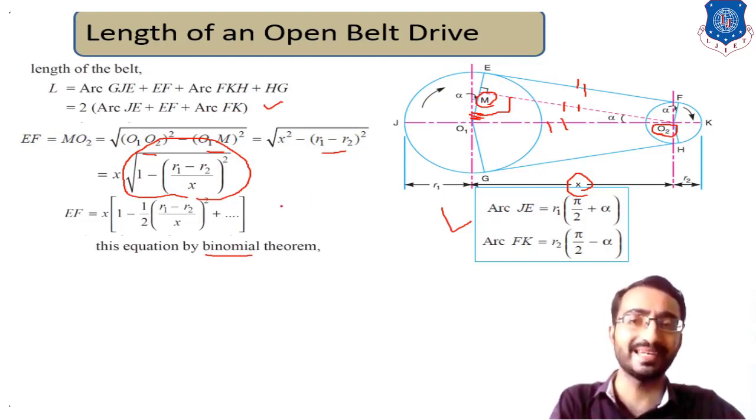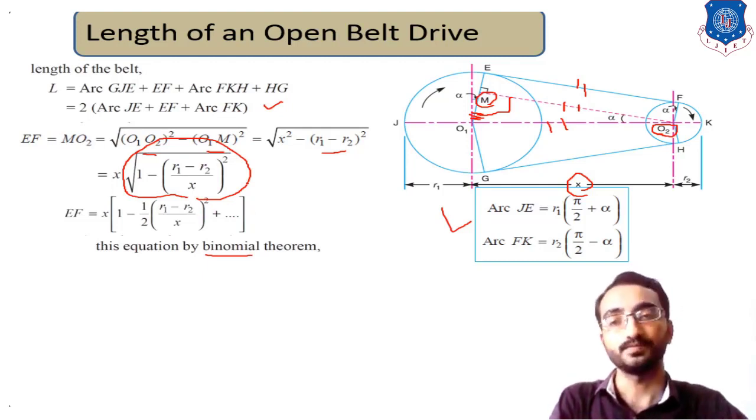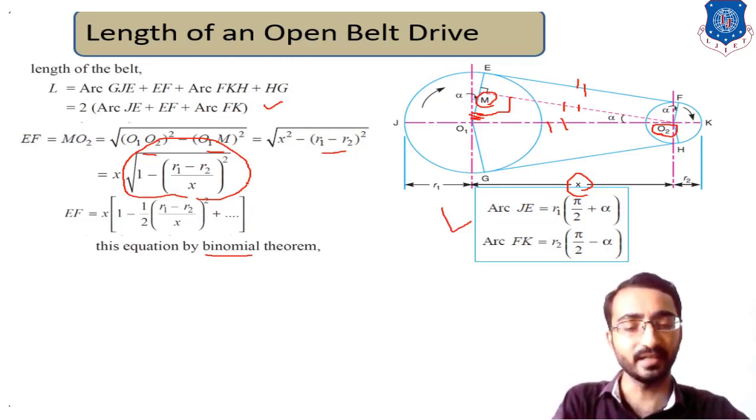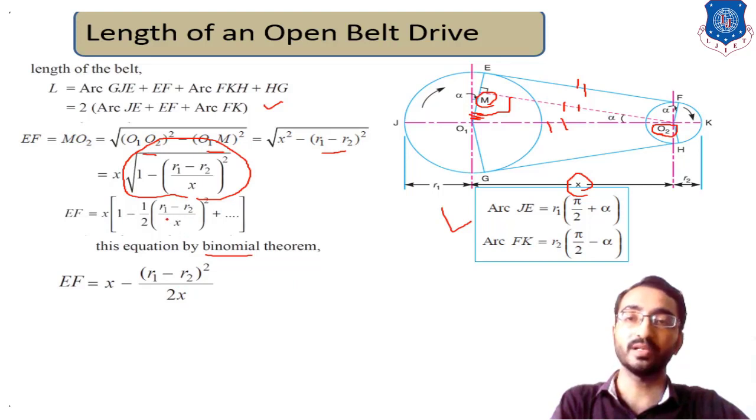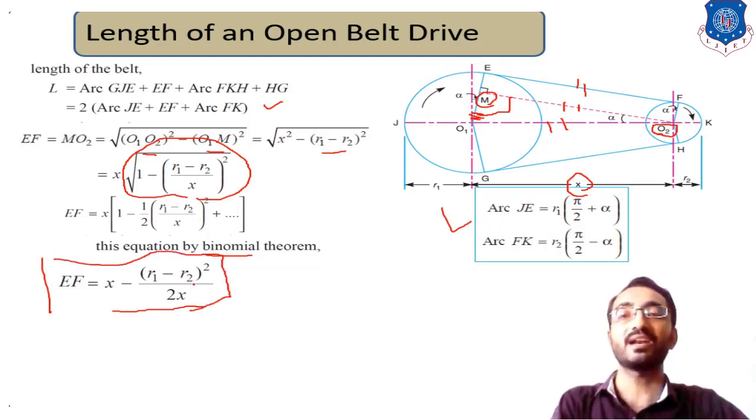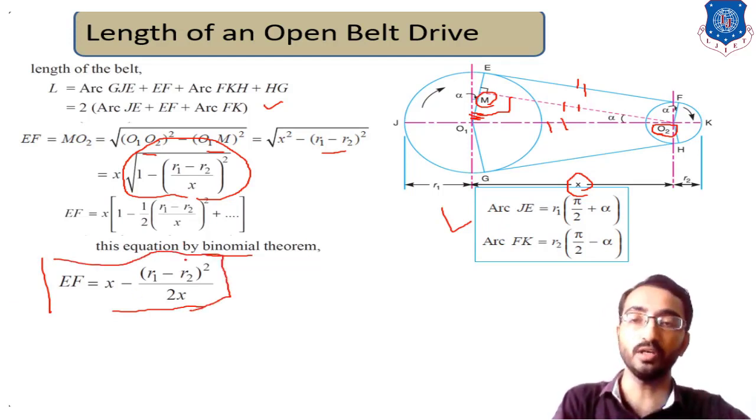Okay, so now by neglecting all other terms having the value (R1 minus R2) square in higher terms, we can simply say that this equation can be written as x into 1 minus ((R1 minus R2) upon x) square. So over here we can cancel out one x and the final equation will become EF is equal to x minus (R1 minus R2) whole square upon 2x.